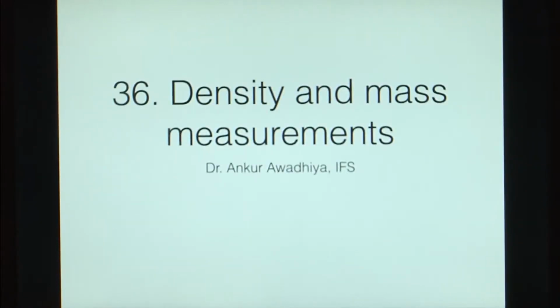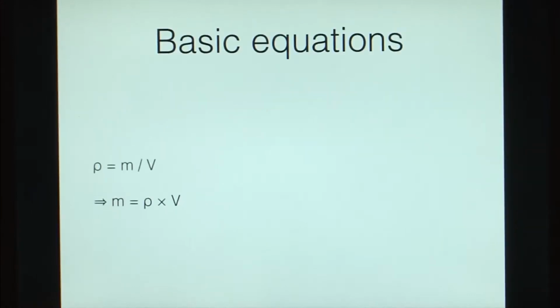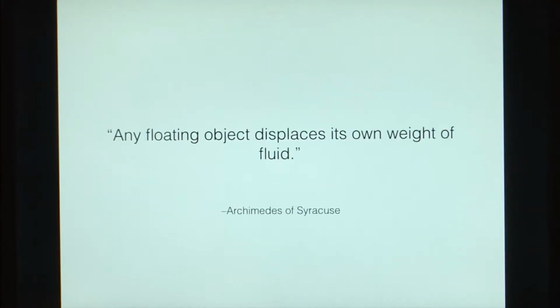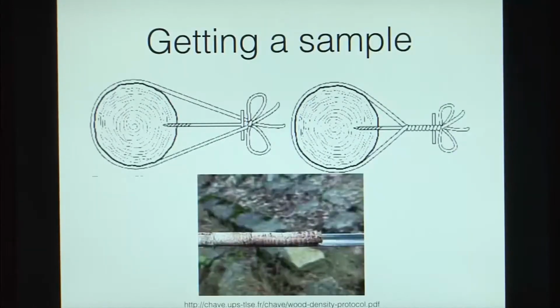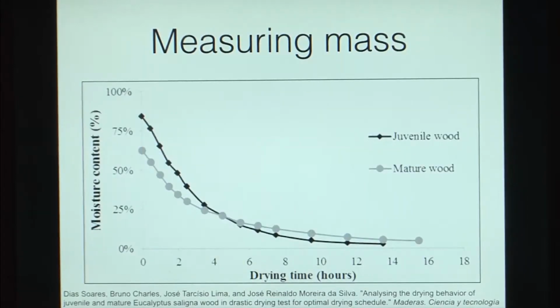Next we looked at density and mass measurements. The basic equation is density equals mass by volume. Why do we need this density measurement? Because measuring the mass of large logs is difficult, but measuring their volumes is very easy. So, if we know the density of logs, then we can calculate the mass of the logs, and the mass of the logs can also be used to calculate the amount of sequestered carbon that is there in the logs or in the trees. We looked at Archimedes principle. We get our sample using an increment borer. Now, mass is very much dependent upon the amount of water content.